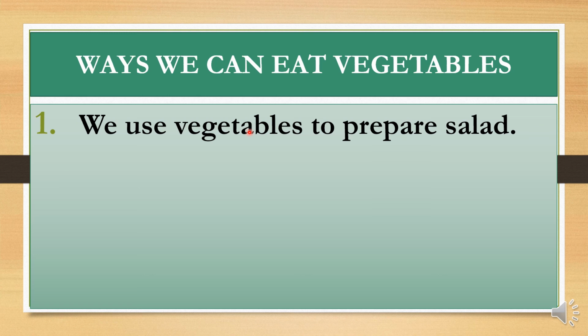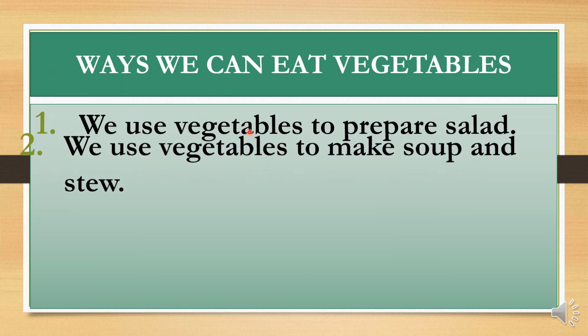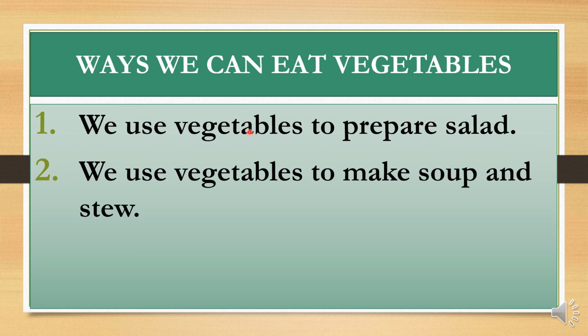Okay, so number two, we use vegetables to make soup and stew. We use vegetables like bitter leaf, our pumpkin leaf, our garden egg leaf to make what? Soup. While vegetables like our scent leaf we can use to make what? Stew.